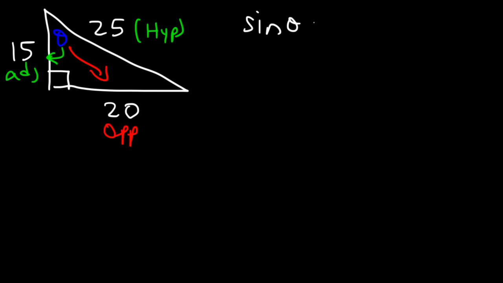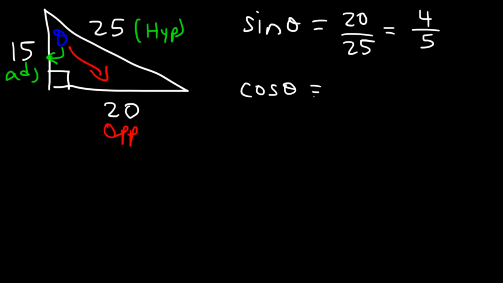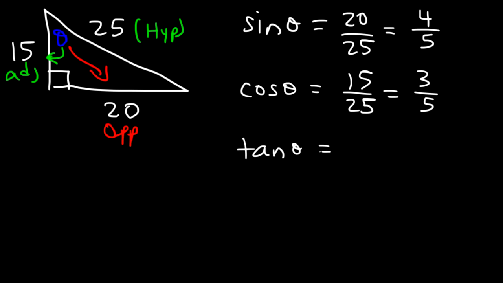Now, sine theta, we know it's opposite divided by hypotenuse, so it's 20 over 25, which reduces to 4 over 5 if we divide both numbers by 5. 20 divided by 5 is 4. 25 divided by 5 is 5. Cosine theta is adjacent over hypotenuse, so that's 15 divided by 25, which reduces to 3 divided by 5. Tangent theta is opposite over adjacent, so 20 over 15, which becomes, if you divide by 5, 4 over 3.